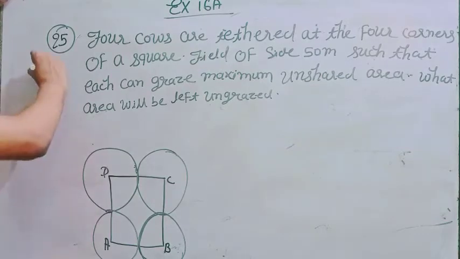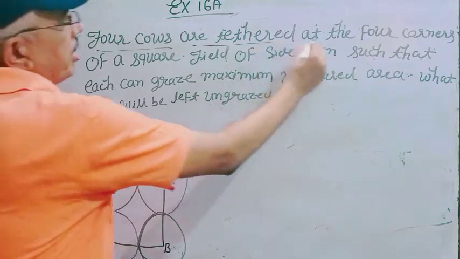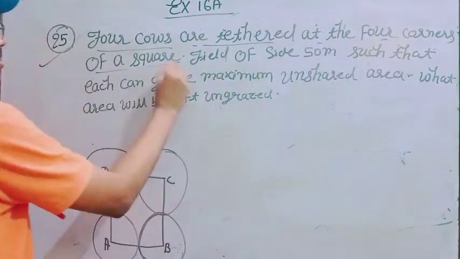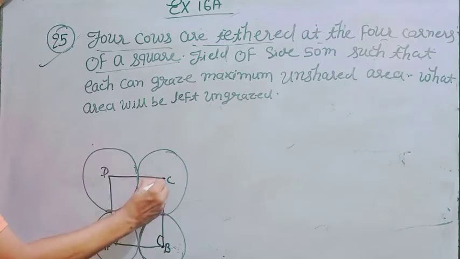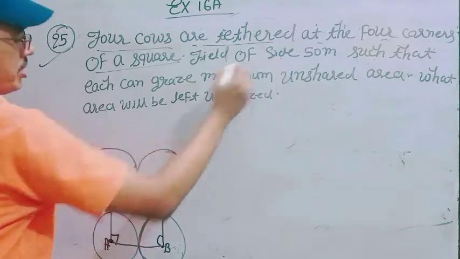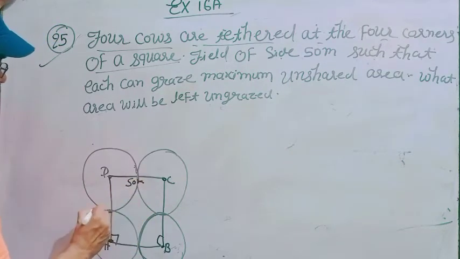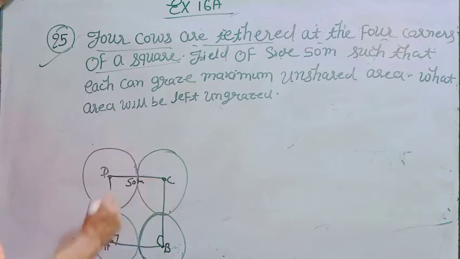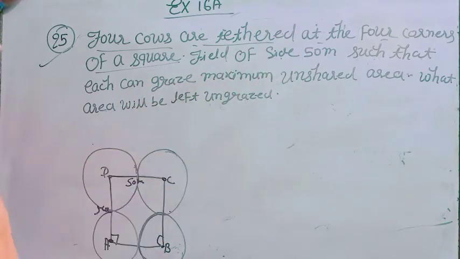Now see question number 25, that is 4 cows are tethered at the 4 corners of a square. There are 4 cows at the 4 corners of a square, that is one cow is there, next is there, and next there and there. And the sides of the square are 50 meter, so it is 50 meter here, 50 meter here, such that each can graze the maximum unshared area.